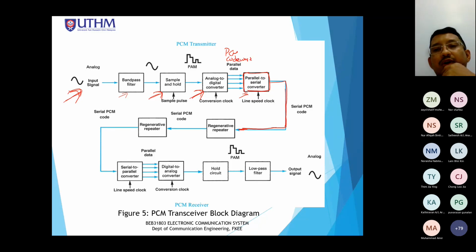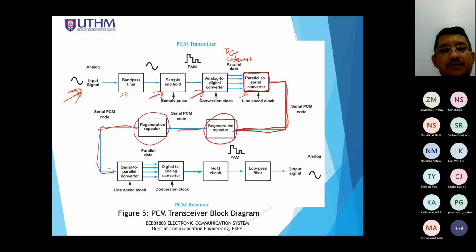Then what we do is we do a channel coding. We convert the code word into digital pulses so that we can transmit through the wired medium. So within the medium, from transmitter to the receiver, we have a few sets of repeaters to regenerate the signal so that we can transmit at longer distance.